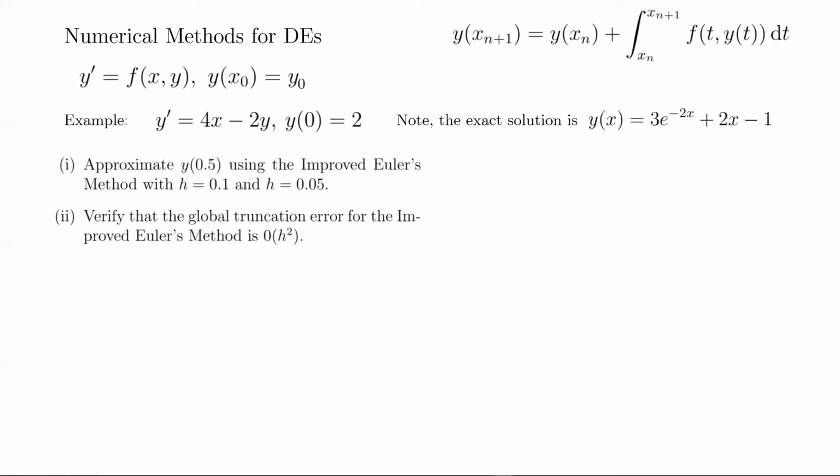So the question asks us, we want to approximate y when x equals 0.5 using the improved Euler's method with h equals 0.1 and h equals 0.05. So, okay, if h equals 0.1, we'll have to take 5 steps of the improved Euler's method. If h equals 0.05, we have to take 10 steps of the improved Euler's method. Okay, we want to also verify that the global truncation error for the improved Euler's method is the order of h squared.